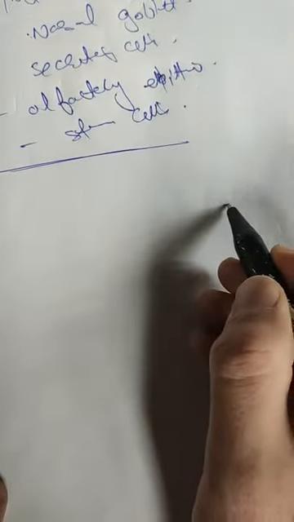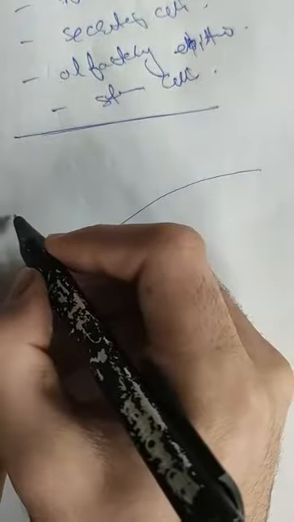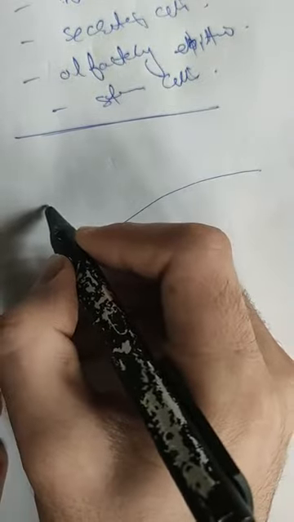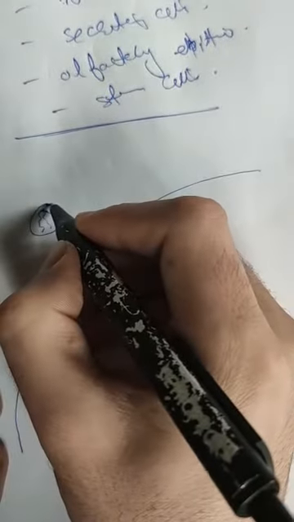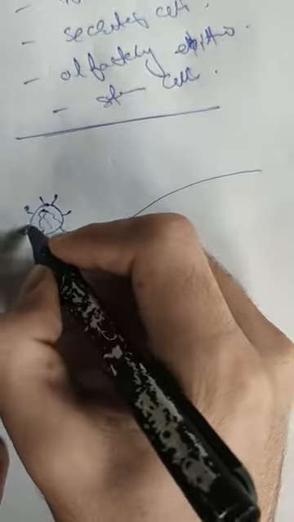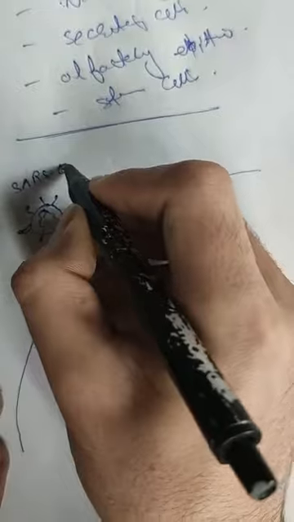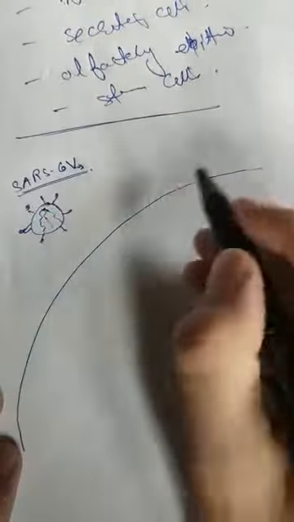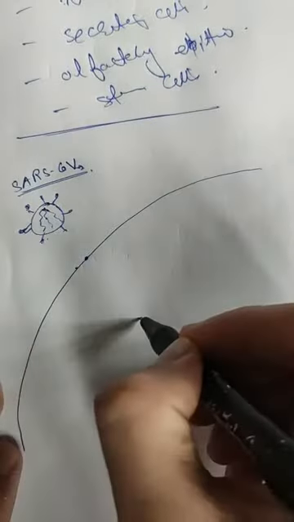For example, this is our cell. This is the cell membrane, and outside, somewhere, a SARS particle has come. This is a very rough structure of SARS, because we have already discussed the virus structure of SARS. For example, this is SARS. Now, how does this SARS enter the plasma membrane, into the cell?